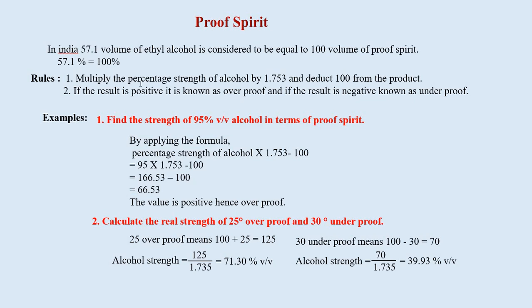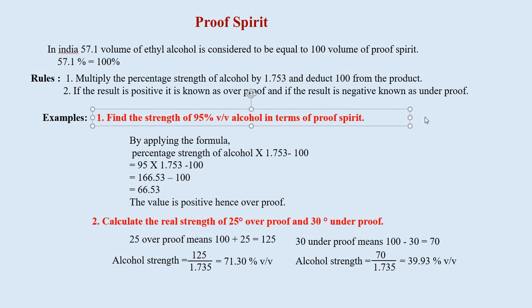The first rule is to multiply the percentage strength of alcohol by 1.753. With that number you have to multiply the strength given in the question. Then deduct 100 from that product.